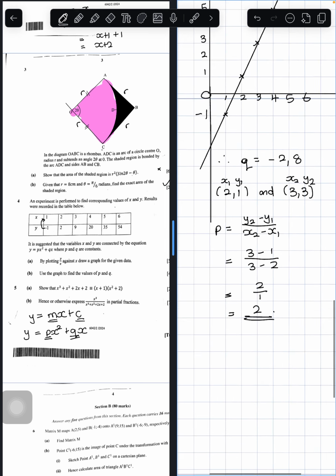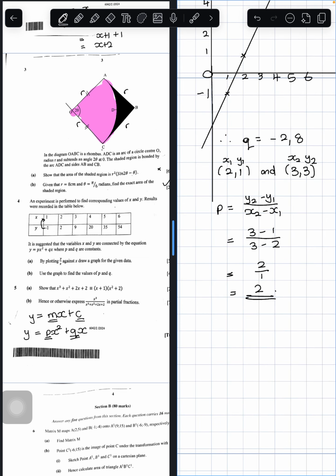Linear law is pretty interesting. Next, moving to partial fractions, we're required to show that the right hand side is equal to the left hand side.